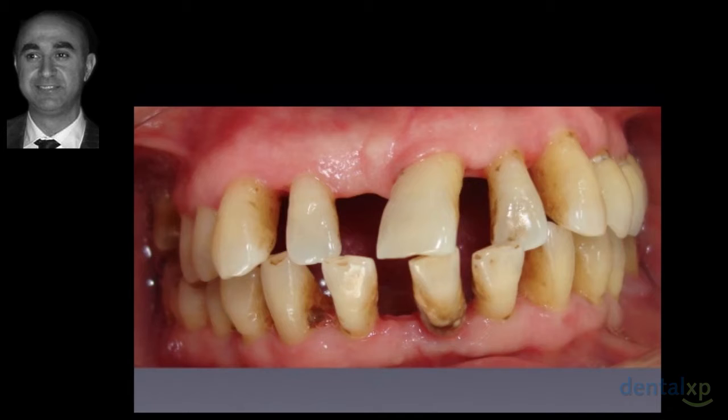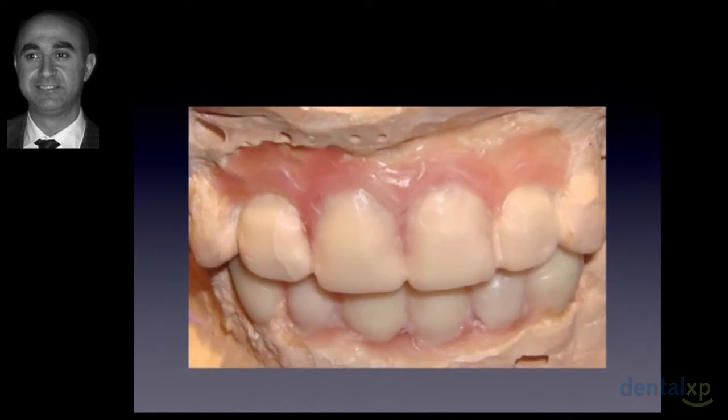And it was planned, according to the diagnostic wax-ups, to remove the remaining central and put some implants in this place, as well as the lower incisors were planned to be removed and placing implants to correct these labial inclinations of the upper and lower anterior teeth.